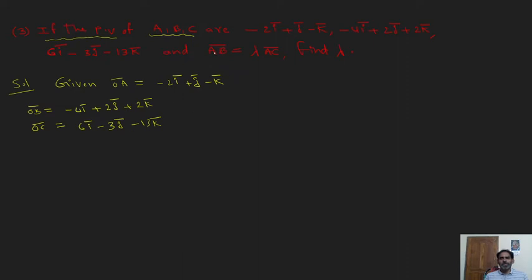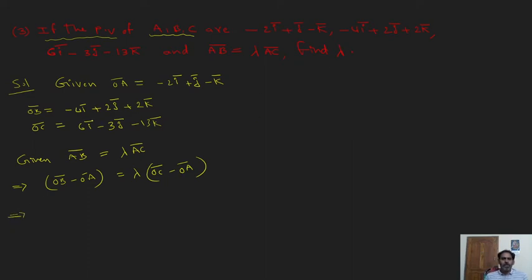Now find AB bar given here. The given expression is AB bar equals lambda AC bar. AB bar can be written as, what is AB bar? OB bar minus OA bar, that is AB bar, equals lambda into AC bar, meaning OC bar minus OA bar. This is the given equation. By using them, you should find the lambda value.